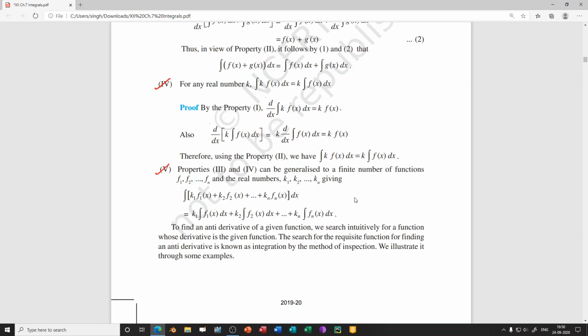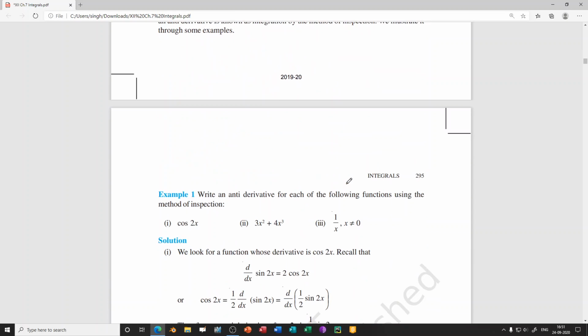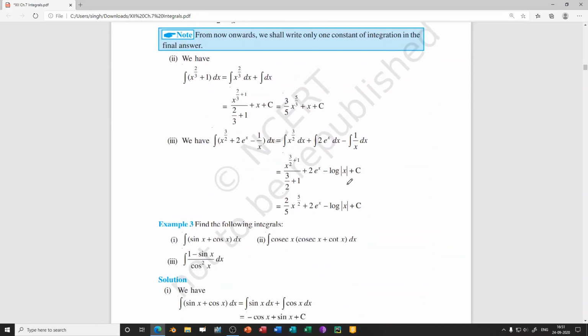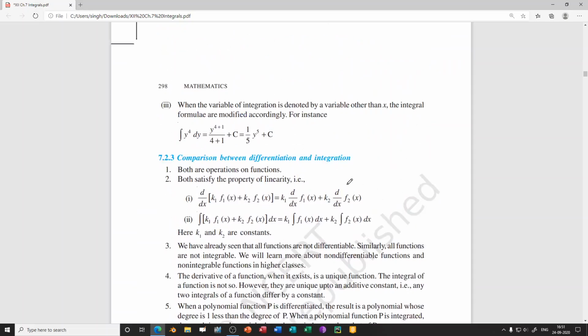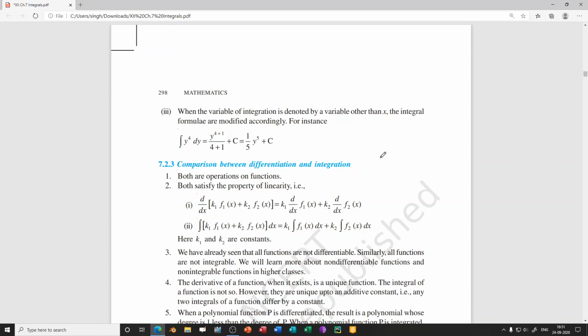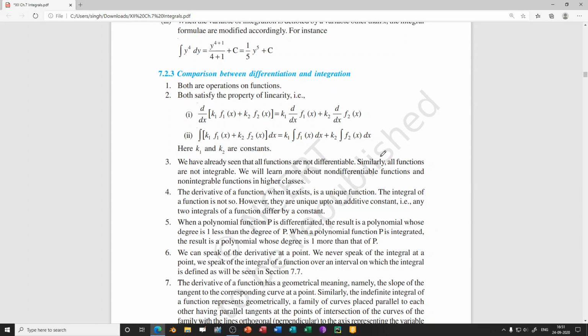Then the fifth one, it has been extended. That is, integration of k1 f1(x) plus k2 f2(x) plus so on till kn fn(x) dx is equal to k1 integration of f1(x) dx plus k2 integration of f2(x) dx plus so on till kn integration of fn(x) dx. So this is our property number 5. We have discussed all the properties, and now let us learn something more.